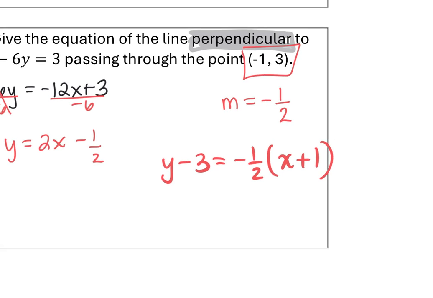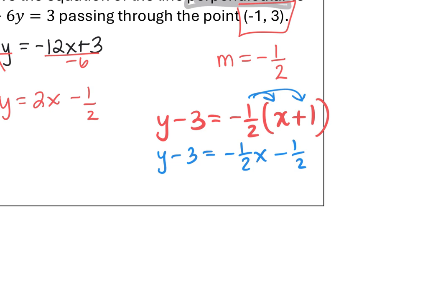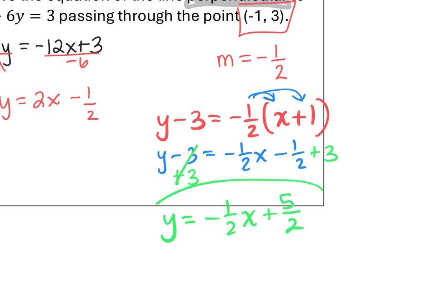And again, now we just use our algebra. Let's distribute: y minus 3 equals negative 1/2 x minus 1/2. And then we'll add the 3 to get the y by itself. And the equation of our line is y equals negative 1/2 x plus 5 over 2. And hopefully you know how to get that by using your calculator. Good. Okay.